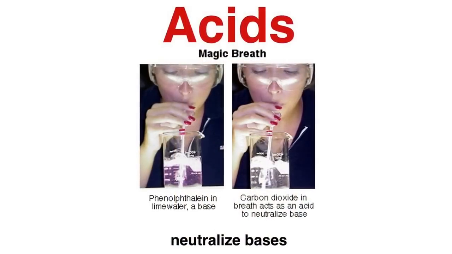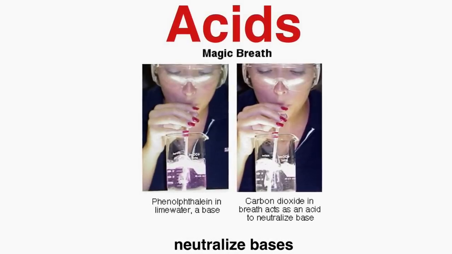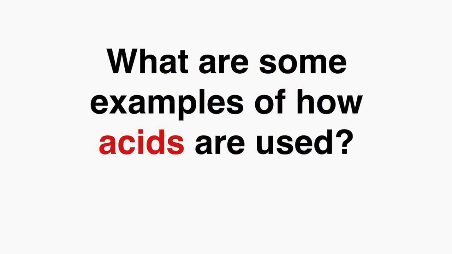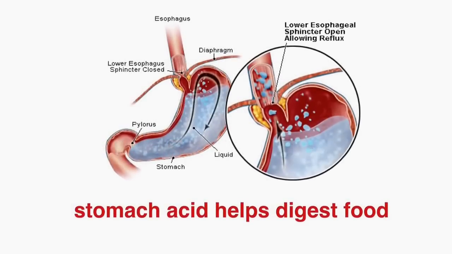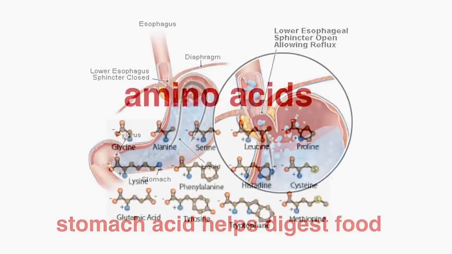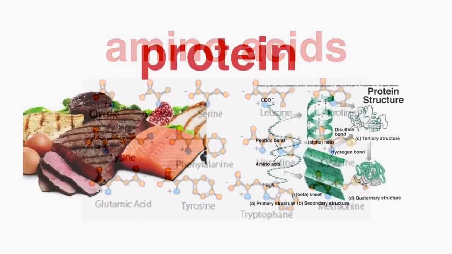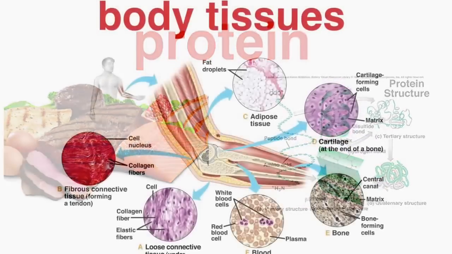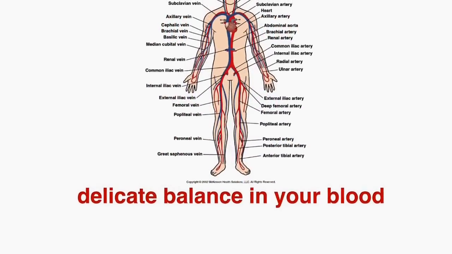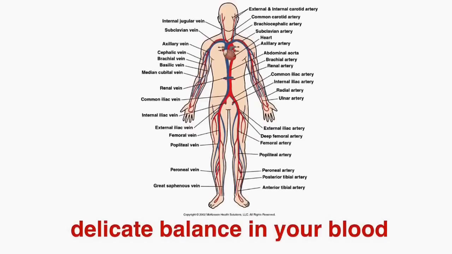The ability to neutralize a base is another important chemical property of an acid. Now let's look at some examples of how acids are used. In our stomachs, acids help to digest our food. Amino acids are the monomers in the protein polymers that make up your body tissues. Carbonic acid and phosphoric acid are used to maintain a delicate balance in your blood.